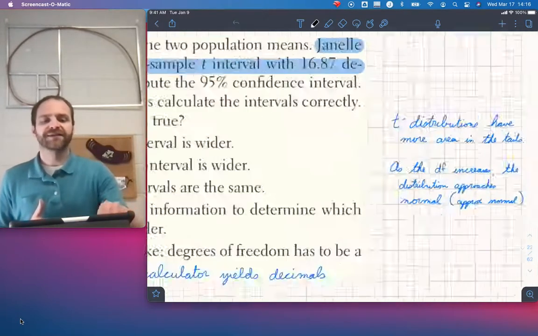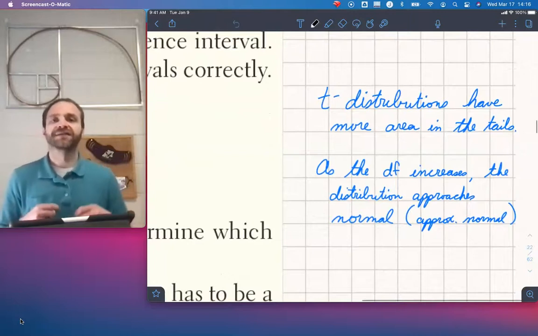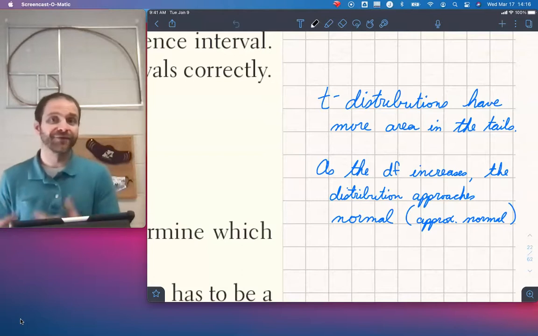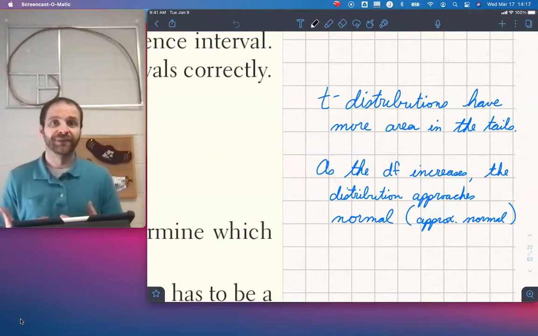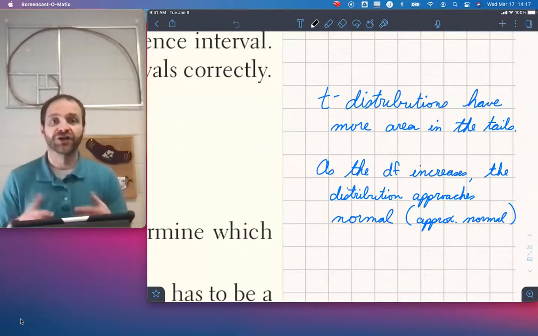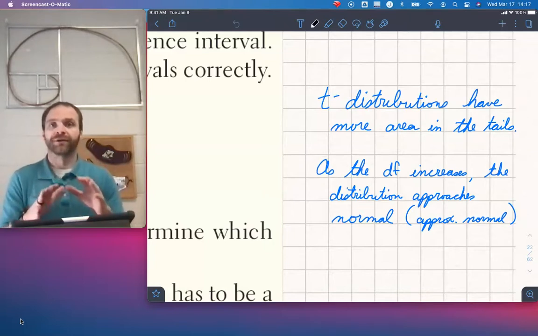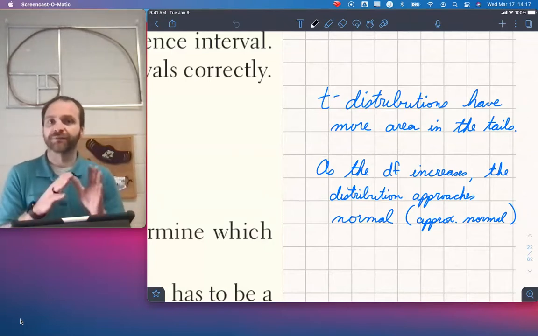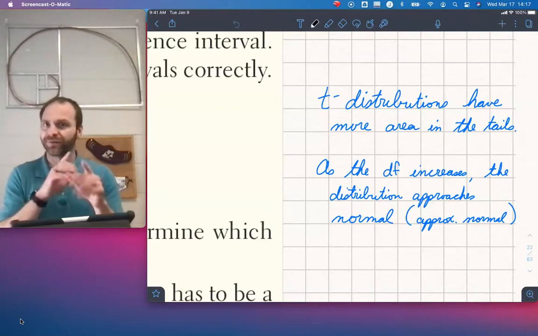And so what I want to know is this. T distributions have more area in the tails. As the degrees of freedom increase for a T distribution, the shape of that distribution approaches normal. Now, it doesn't equal normal, it approaches. It's approximately normal. Remember that from the previous problem?